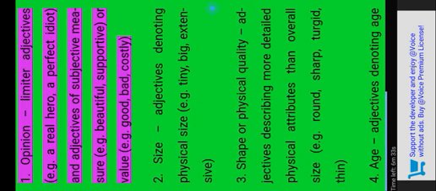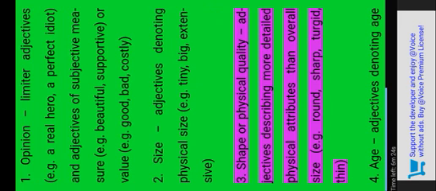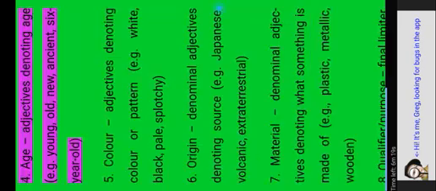1. Opinion, limiter adjectives, e.g. a real hero, a perfect idiot, and adjectives of subjective measure, e.g. beautiful, supportive, or value, e.g. good, bad, costly. 2. Size, adjectives denoting physical size, e.g. tiny, big, extensive. 3. Shape or physical quality, adjectives describing more detailed physical attributes than overall size, e.g. round, sharp, turgid, thin. 4. Age, adjectives denoting age, e.g. young, old, new, ancient, 6-year-old.